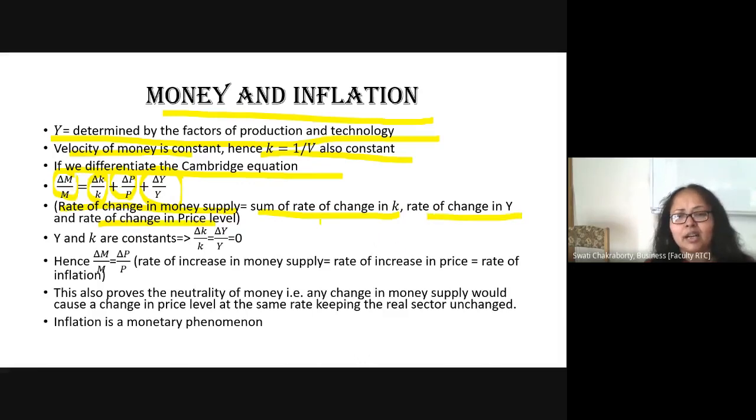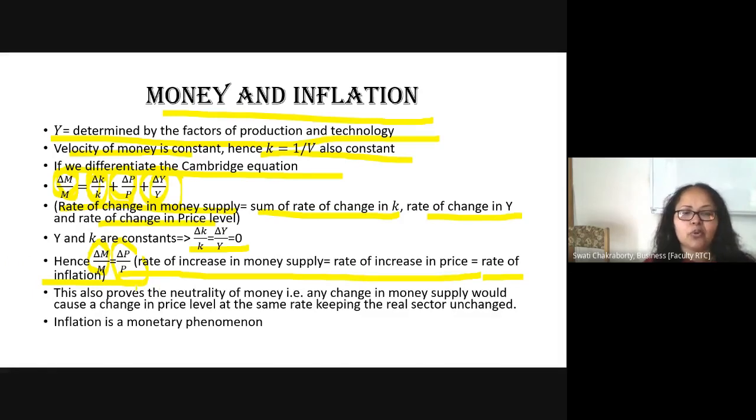So what is it? It's a sum. You're summing up the rate of change in K, rate of change in Y, and rate of change in price level. Y is the output level. Now we know that Y and K are constant, right? So what happens? Constant means delta K by K and delta Y by Y are equal to 0. So we are left with delta M by M is equal to delta P by P. So which means what? Rate of increase in money supply is equal to rate of increase in price, which means it's the rate of inflation that we are talking about.